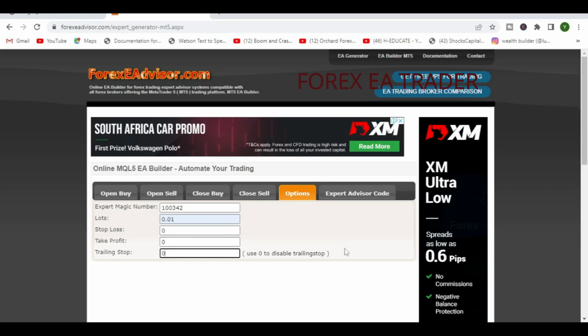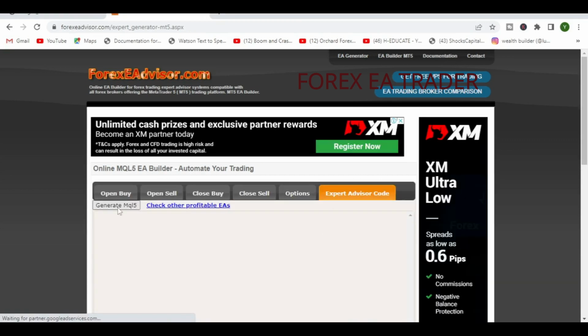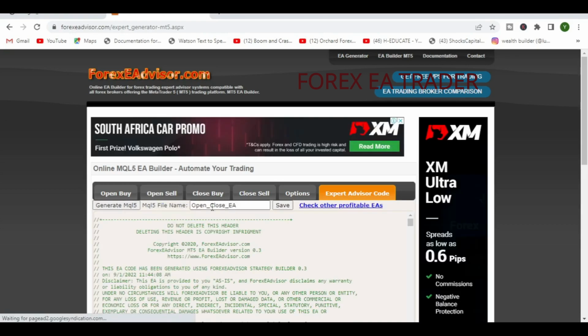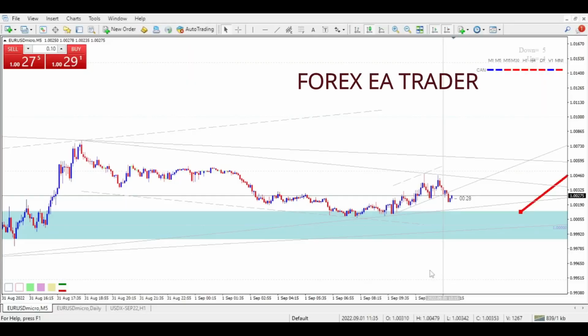Okay, then after doing that, we go to expert advisor code. Then we come here and generate our code. So we generate code, and here we say bullish candle EA, or you can name it whatever. Maybe you've got cool names for your robots. You can just call it bullish candle EA, and then you save this. When you plug it in here, it's just going to be looking for buys until kingdom come, until you stop it.